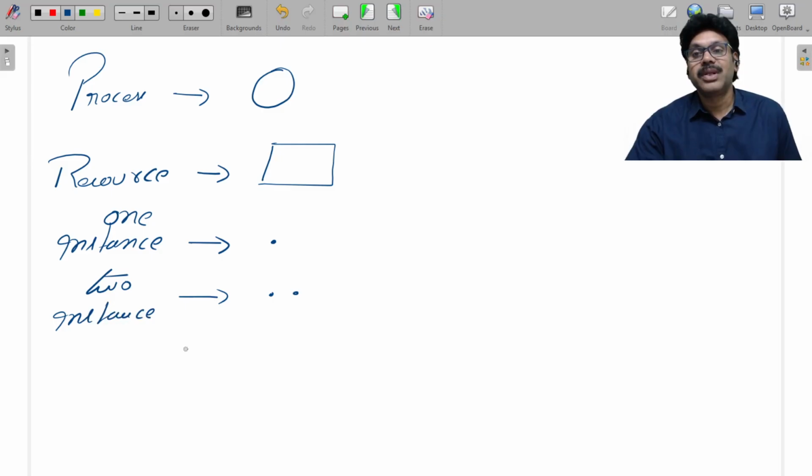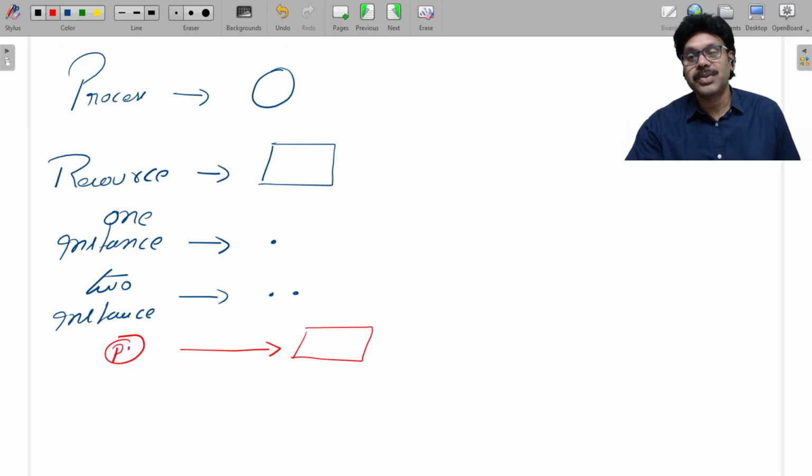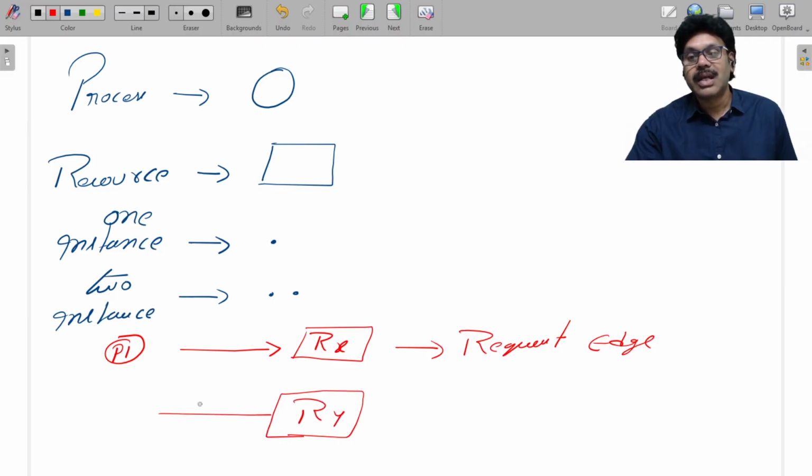Okay. Then another one is the request edge. This is a request edge. Whom to whom? Process to resource. Let us write symbolically. Process P1 is trying for resource X. And this edge is called request edge. Second category of edge, resource RY is allocated to P1. This is called assigned edge or allocated edge.